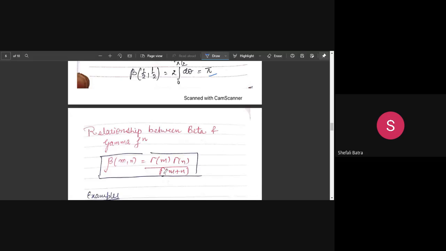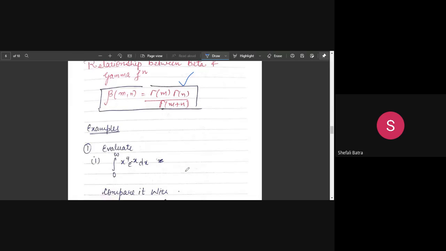Now, this is the relation between beta and gamma function. Beta m comma n is equal to gamma m into gamma n divided by gamma m plus n. You need to remember this relation. It's an important relation.